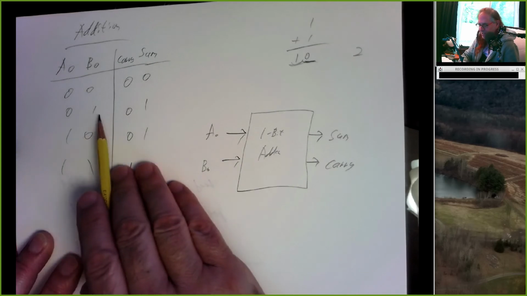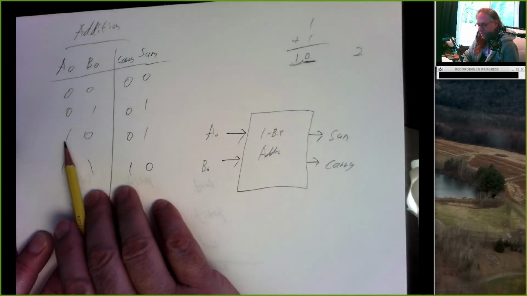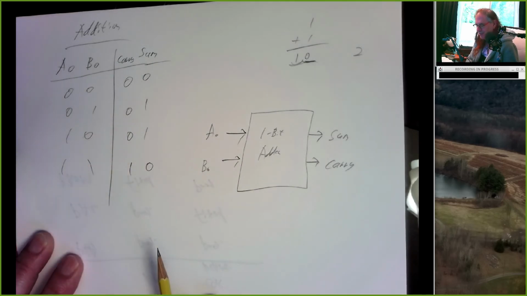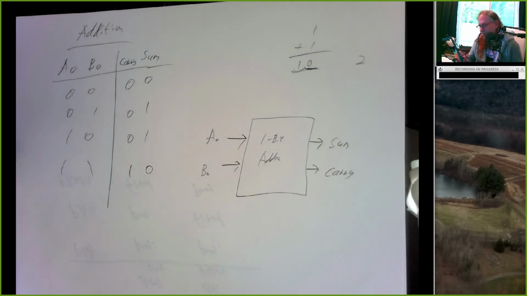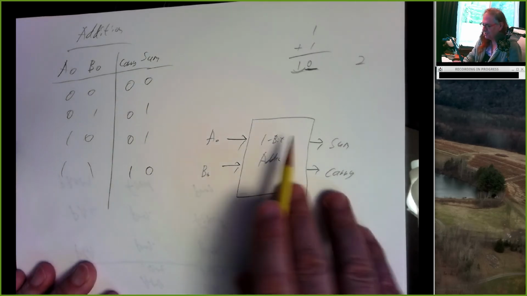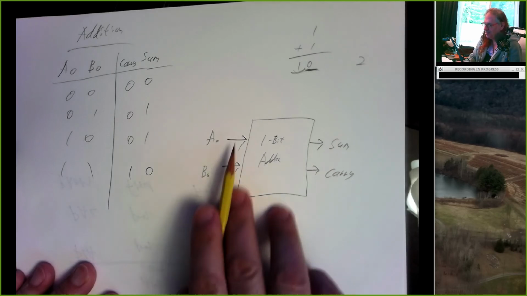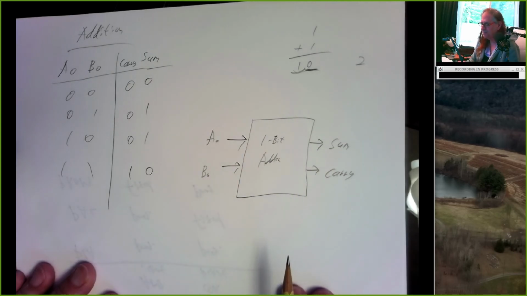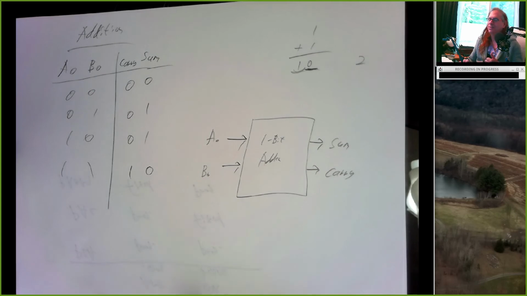Your sum would be A0 bar B0 or A0 B0 bar. And your carry would just be A0 B0. So it's a few gates, it's a few equations, it's not a big deal. And you could put all of that circuitry inside this box, and now you put in 2 bits, you get out a sum and a carry. So 1-bit adder, not too bad.